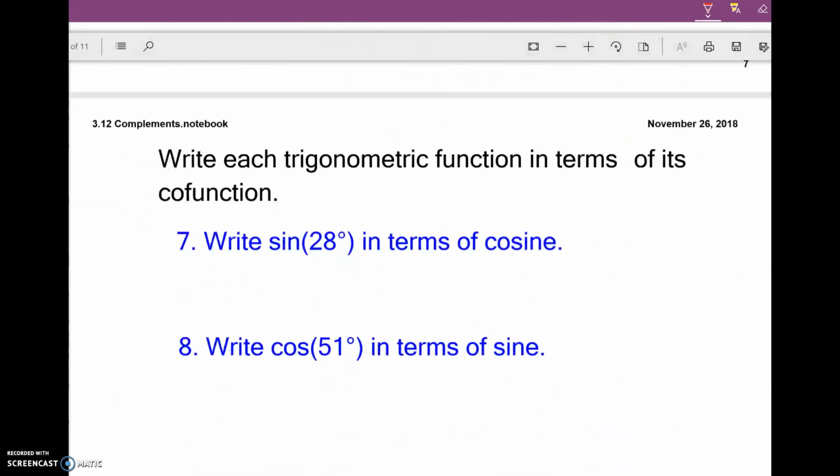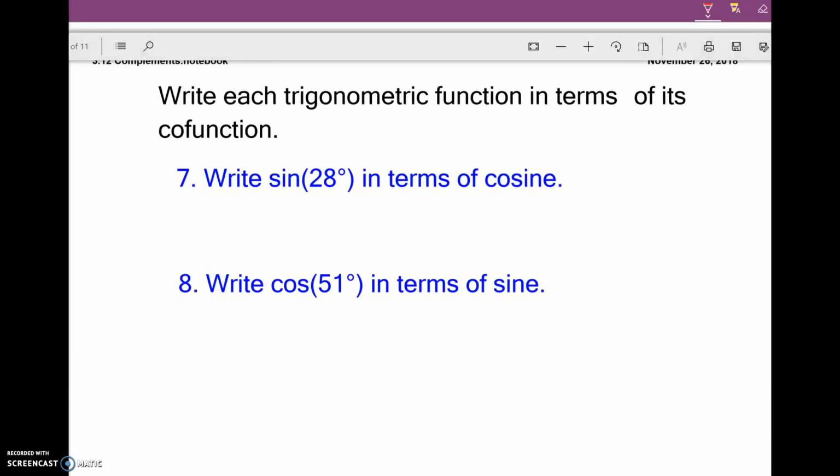So take a moment and try these two on your own. Write each trigonometric function in terms of its cofunction. Pause the video and see if you can do it. And when you're ready to check it, just continue watching.